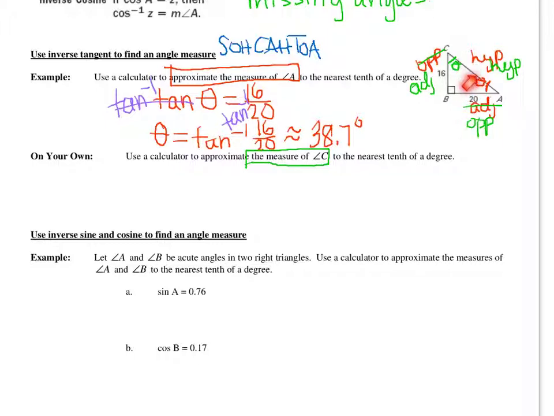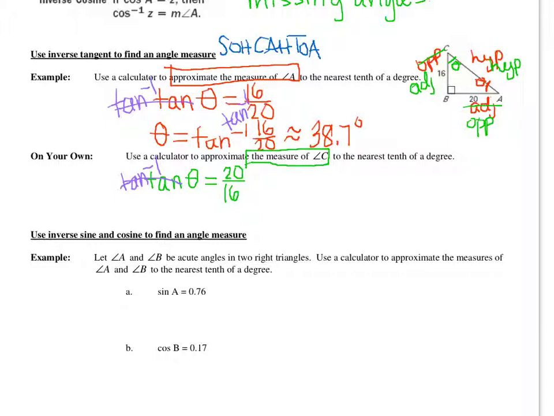I don't know my hypotenuse, so I'm not using it. And again, tangent uses opposite and adjacent. So we can say the tangent of our angle, we don't know what it is, so we're just going to write our variable, theta, equals opposite, which is 20, over adjacent, which is 16. And just like I did up above, to get my angle alone, I'm going to use the inverse tangent, because that'll cancel those two out.